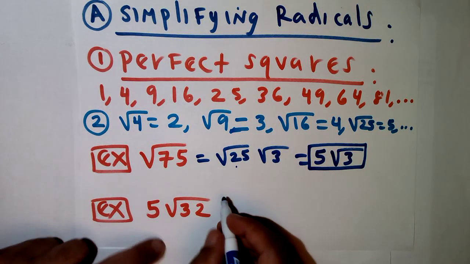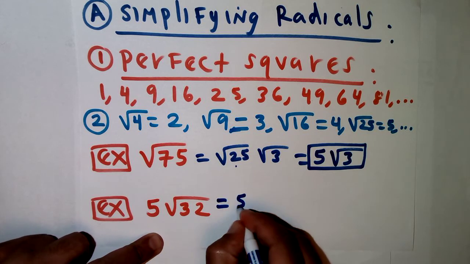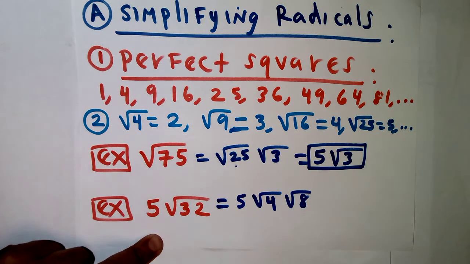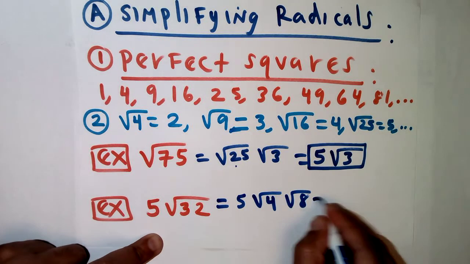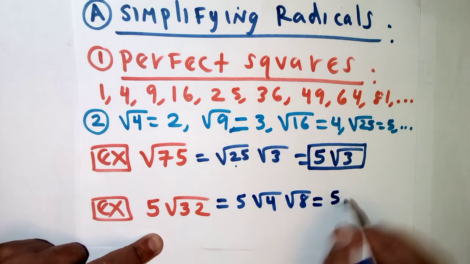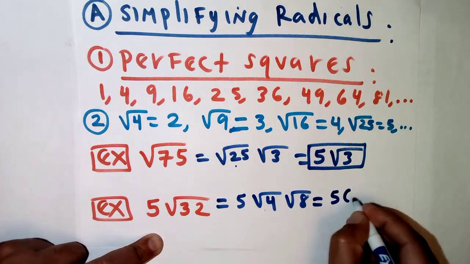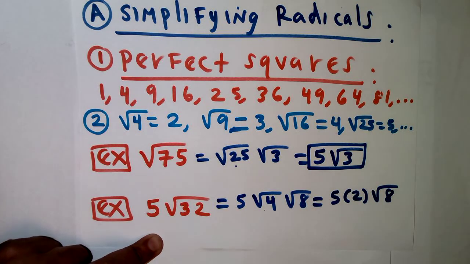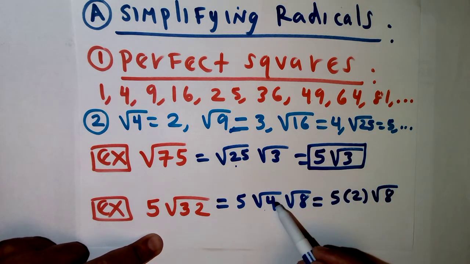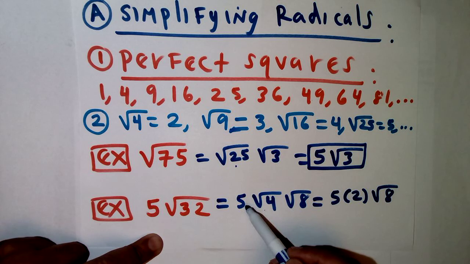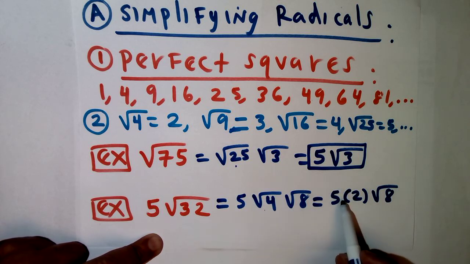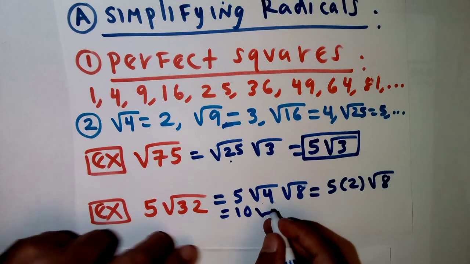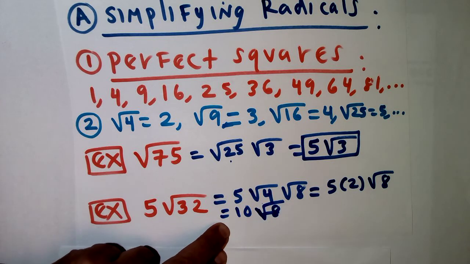So how are you going to set up the example? It's going to look like this: 5 times the square root of 4 times 8. In this case, what you're going to do next is say 5, but the square root of 4 is going to give you 2, and then you have the square root of 8 there. So when you take out the radical of 4 and you already have a coefficient outside, the rule is that you need to multiply them always. So what is 5 times 2? It's going to give you 10. And then you have the square root of 8 there.